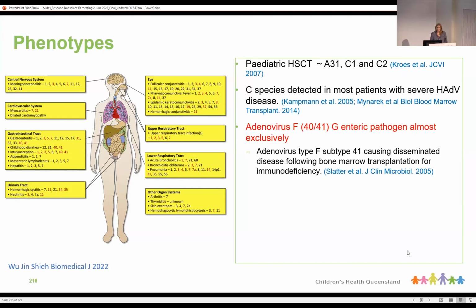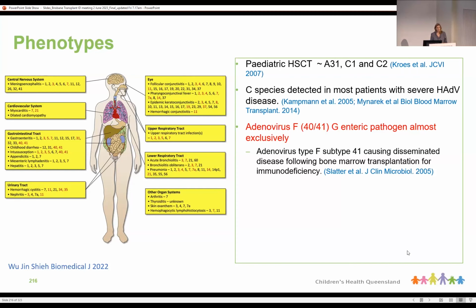There is some work done on looking at adenoviral types in association with particularly paediatric bone marrow transplant. And historically, C1, C2, and A have been pulled out as being associated with disease, so disseminated disease within transplant. And there's also an association, really within small case series, remember, that C species may be more associated with severe disease.